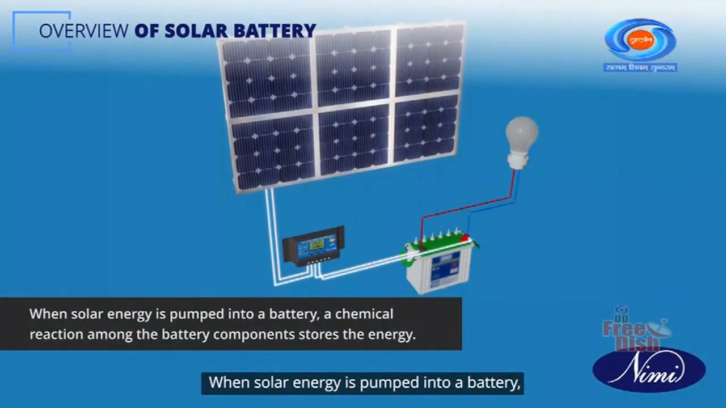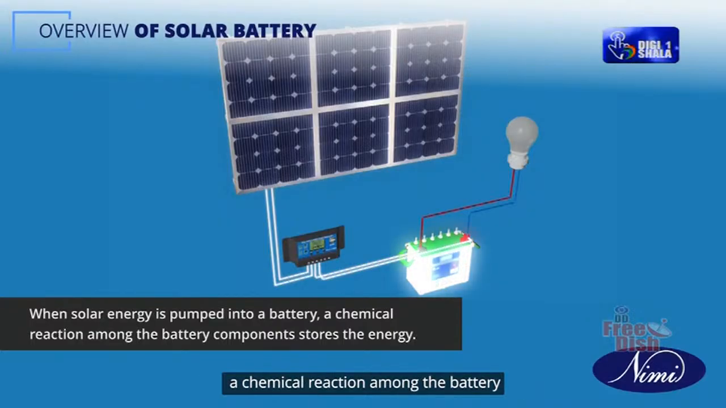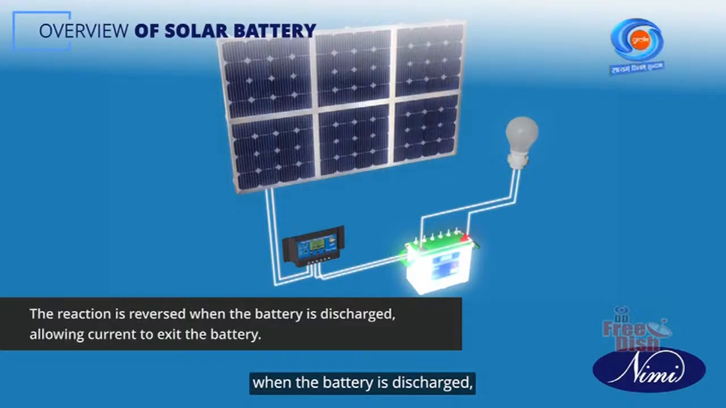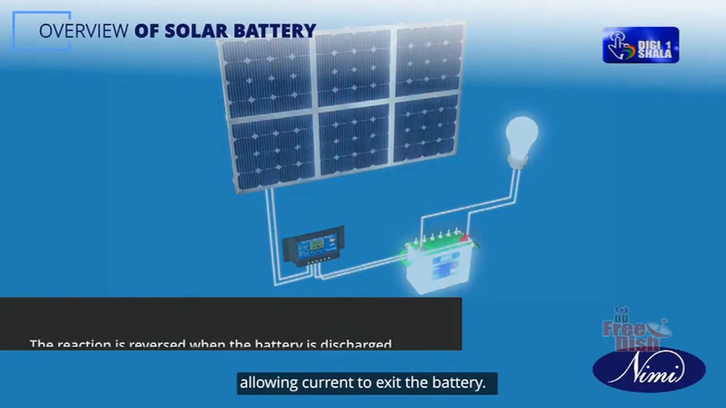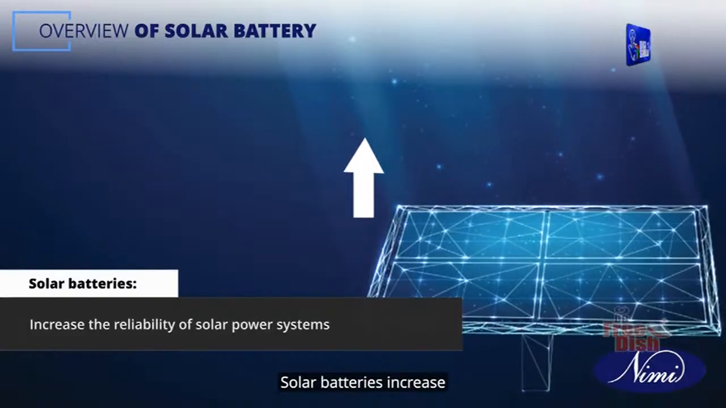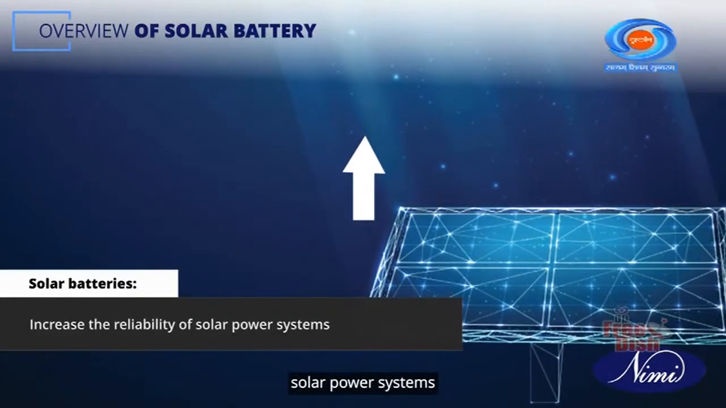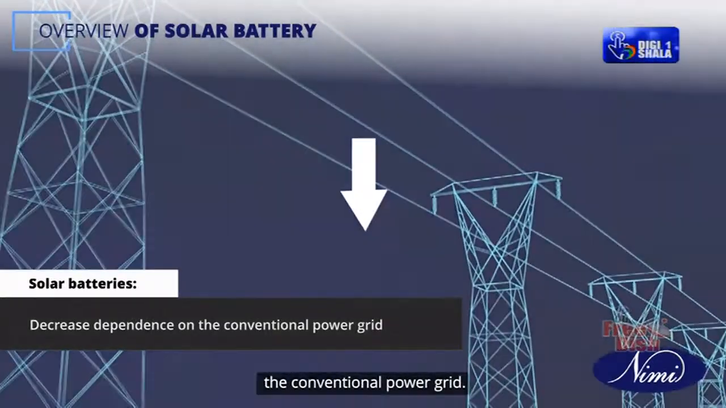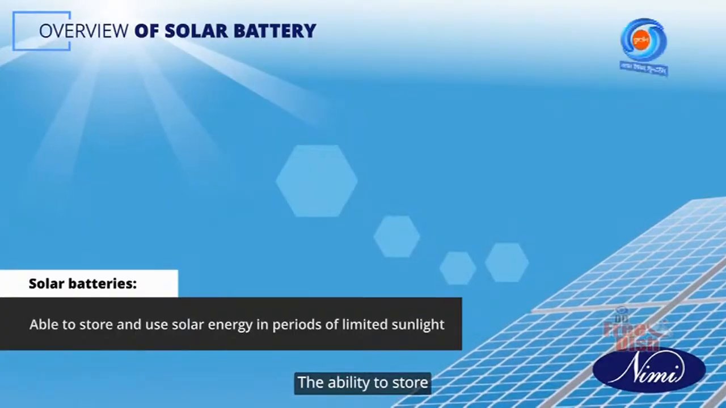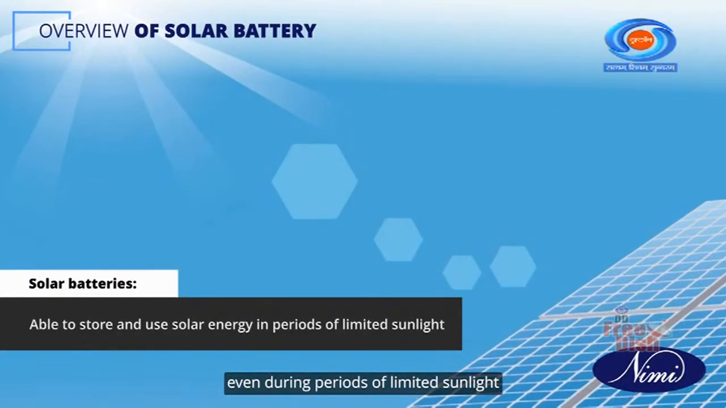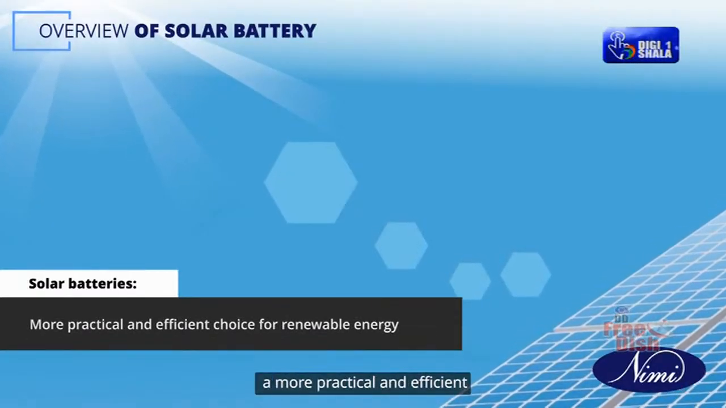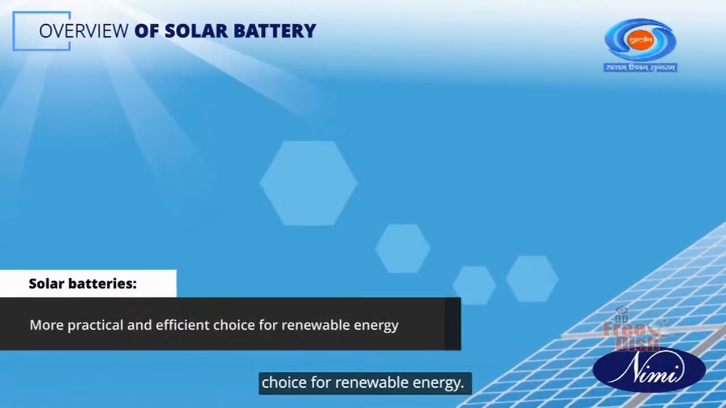When solar energy is pumped into a battery, a chemical reaction among the battery components stores the energy. The reaction is reversed when the battery is discharged, allowing current to exit the battery. Solar batteries increase the reliability of solar power systems and decrease dependence on the conventional power grid. The ability to store and utilize solar energy even during periods of limited sunlight makes solar power a more practical and efficient choice for renewable energy.